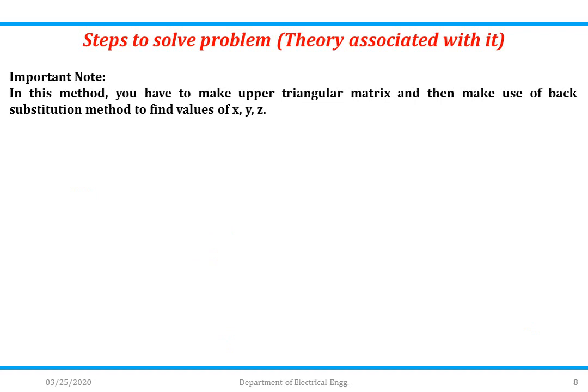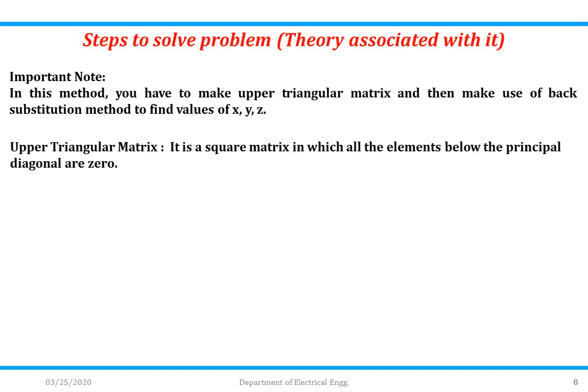Remember this important note: in this method you have to make an upper triangular matrix and then use the back substitution method to find the values of x, y and z. What is an upper triangular matrix? It is a square matrix in which all the elements below the principal diagonal elements are 0. If you observe here, this is the diagonal element, and all the elements below the principal diagonal are 0. This is what is called an upper triangular matrix. So by making an upper triangular matrix and then using the back substitution method, we can find the values of x, y and z.